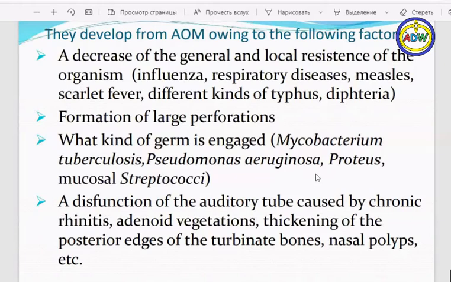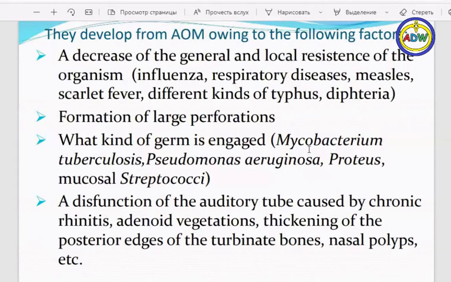A dysfunction of the auditory tube caused by chronic rhinitis, adenoid vegetations, thickening of the posterior edges of turbinate bones, nasal polyps. These disturb the good function of the auditory tube. And these predisposing factors we have to remove.